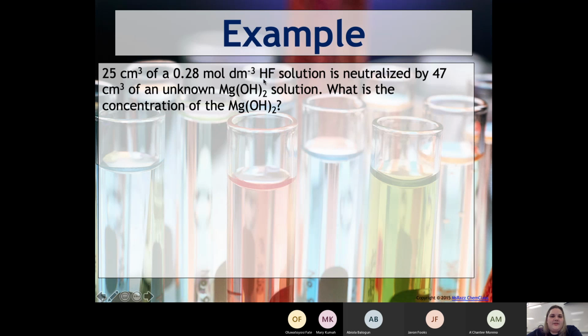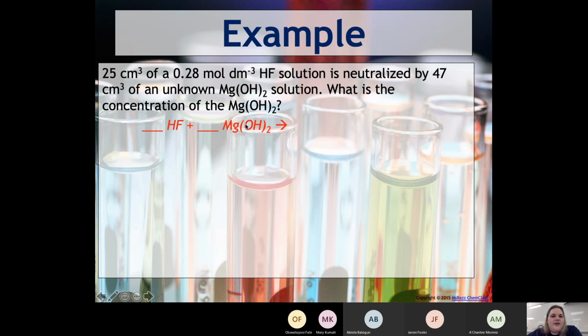This is hydrofluoric acid. So they give us the known volume and the known concentration of that solution, and it's neutralized. So here's that word I need to know. That's just telling me that it's doing this type of specific chemical reaction. But it's neutralized by 47 cubic centimeters of an unknown magnesium hydroxide solution. So this is my base. So they want us to solve for the unknown concentration of the base.